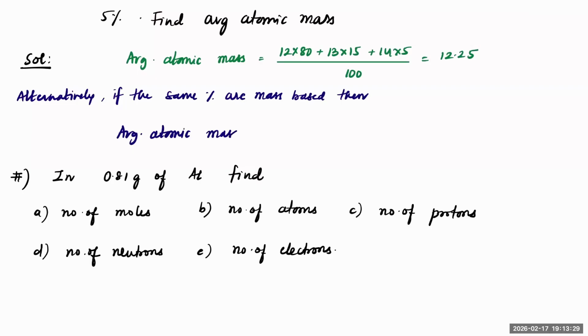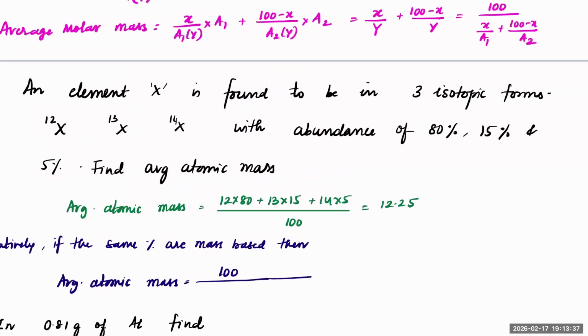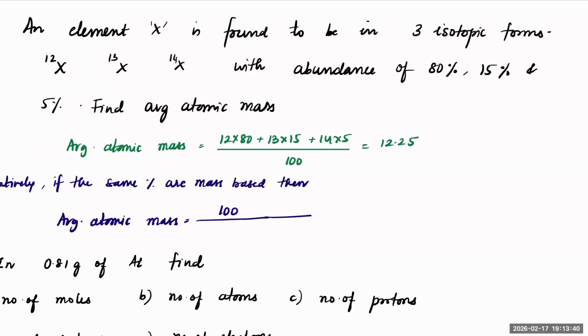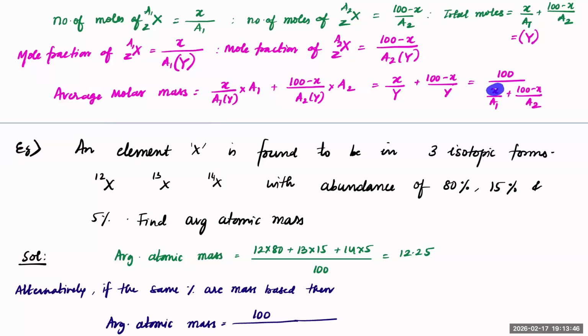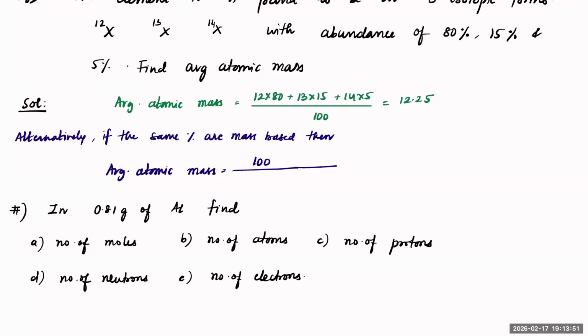average atomic mass will be equal to 100 upon, because we are assuming that is the total mass, correct? 100 upon, we need to figure out what is the molar mass, isn't it? So go back to the formula and check: whatever be the percentage that is given, that divided by molar mass, isn't it? So hence, what do we do? 80 by 12, correct? Plus 15 by 13 plus 5 by 14. This is what we should get.